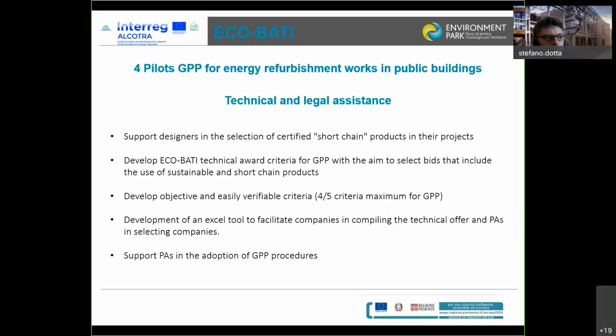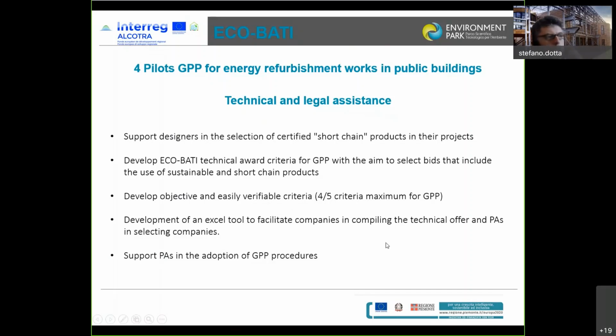And we develop for this some objective and quantitative, easily verifiable criteria, 5 criteria maximum for green public procurement for tender. And we develop also an Excel file that we can use like a tool in order to facilitate the company to define their technical offer, and also for the public authority in order to verify and quantify the technical offer.